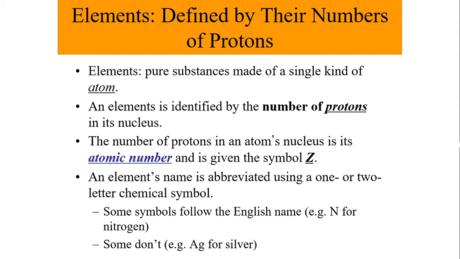And the element's name is abbreviated. We don't want to have to write out the names of the elements because scientists, for the most part, like to keep things a little simple. And so we've created a set of symbols to represent each element. These symbols are usually 1 or 2 letters. Some of the symbols may follow the English name. For example, N for nitrogen, or O for oxygen, or C for carbon. But some of them actually follow either the Greek or Latin name. For example, silver is represented by the symbol Ag for argentum, not Si, which is actually the symbol for silicon.